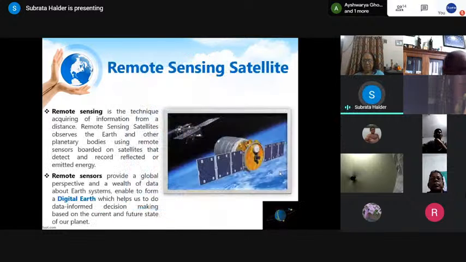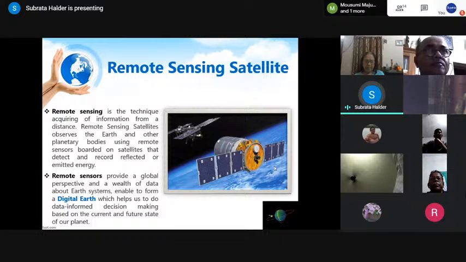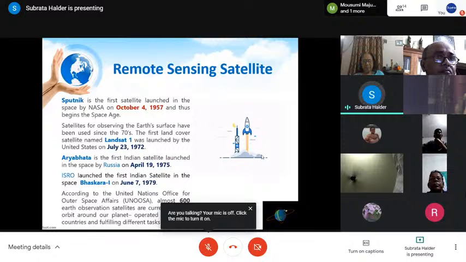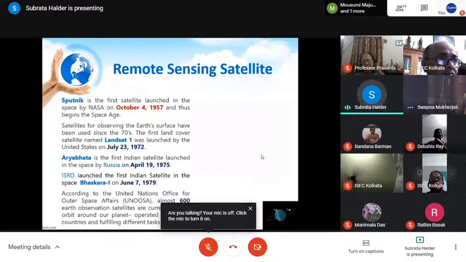Remote sensing is the technique of acquiring information from a distance. Remote sensing satellites observe the Earth and other planetary bodies using remote sensors mounted on satellites that detect and record reflected or emitted energy. Remote sensors provide a global perspective and a wealth of data about the Earth system, enabling the formation of a digital Earth, which helps us do data-informed decision making based on the current and future state of our planet. Sputnik was the first satellite launched into space, on 4th October 1957, and thus began the space age.